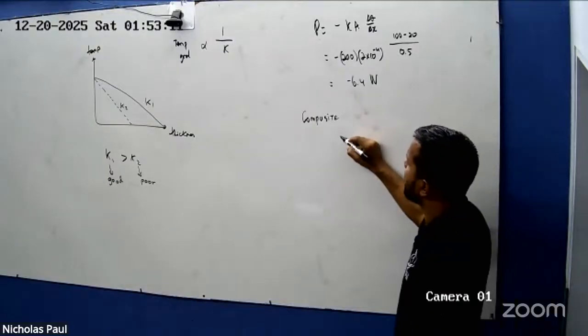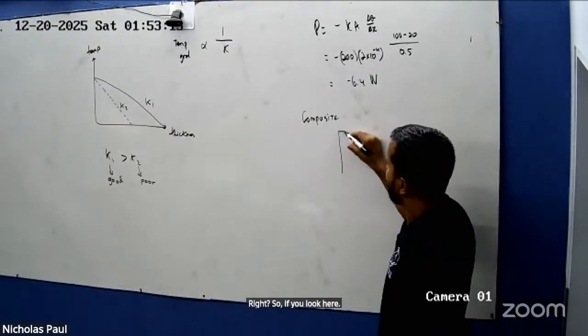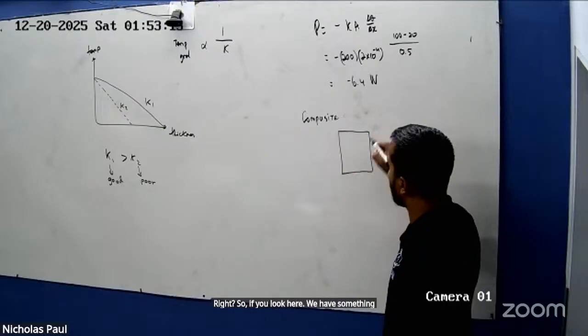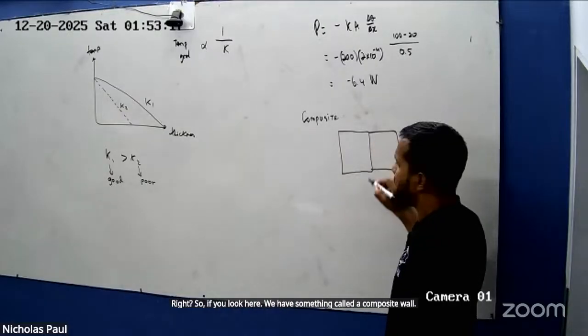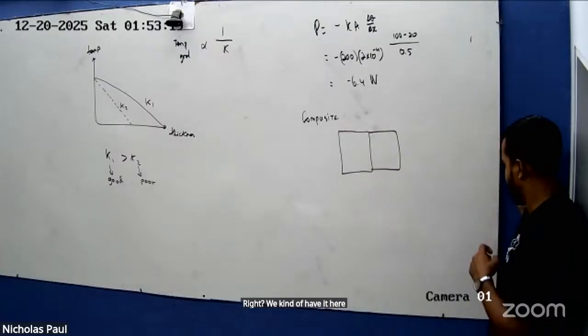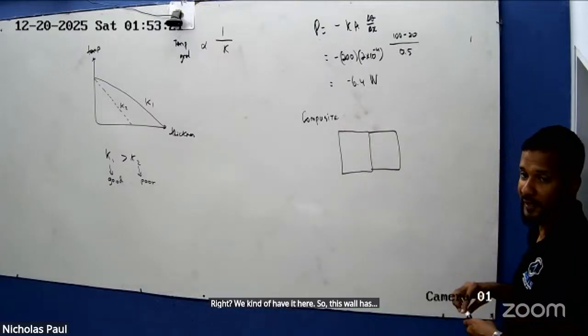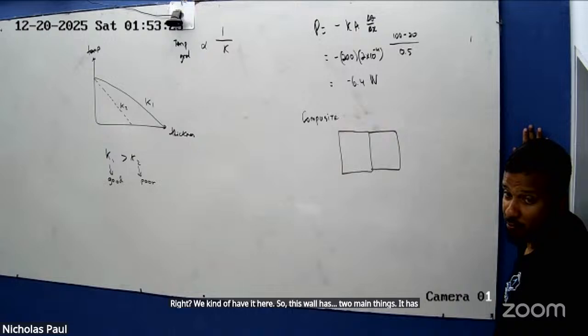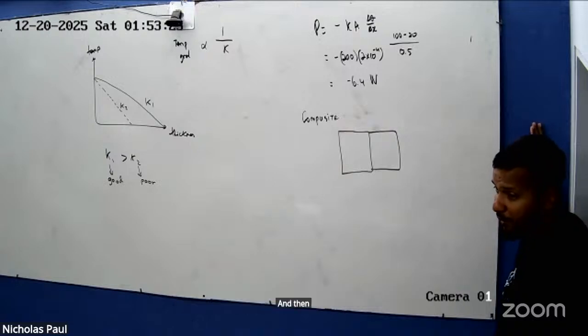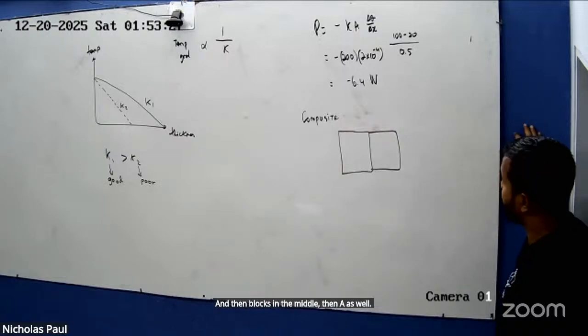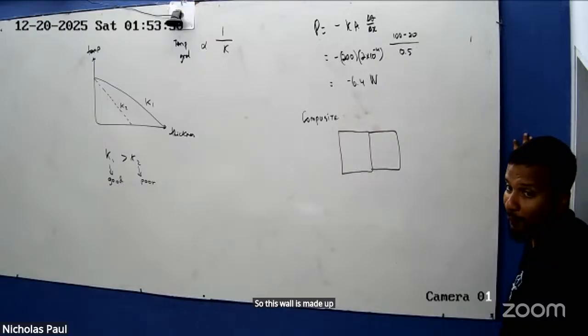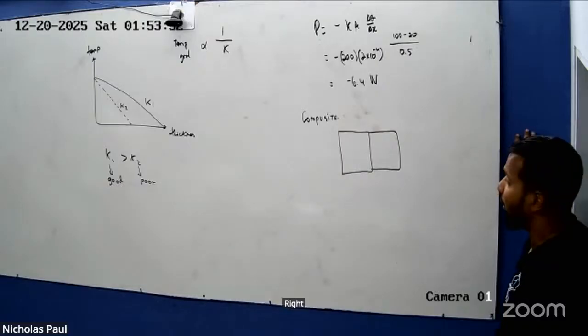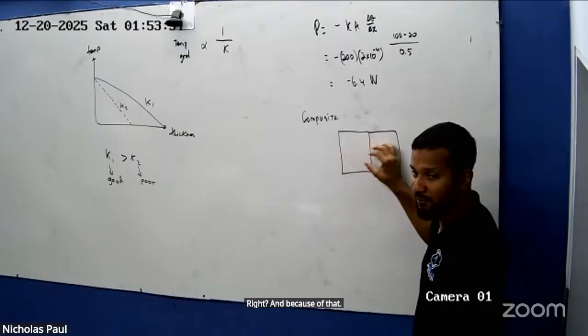So if you look here, we have something called a composite wall. This wall has two main things. It has mortar in front and blocks in the middle, then air as well. So this wall is made up of more than one material, and because of that, it controls conductivity.